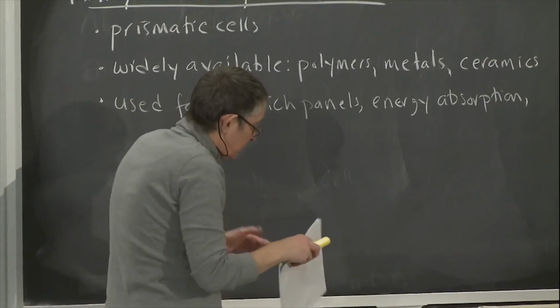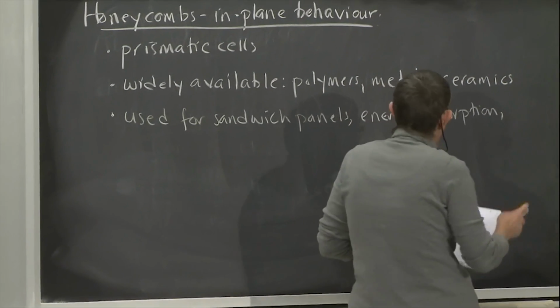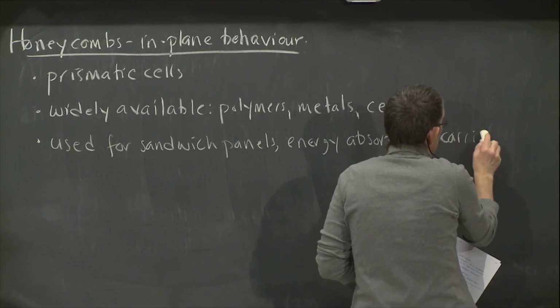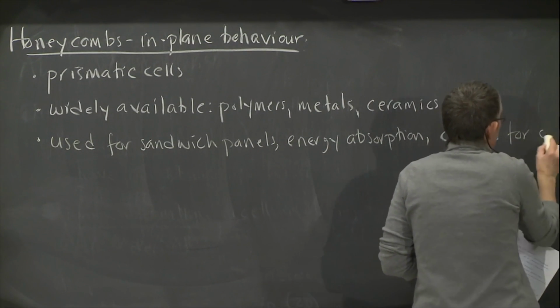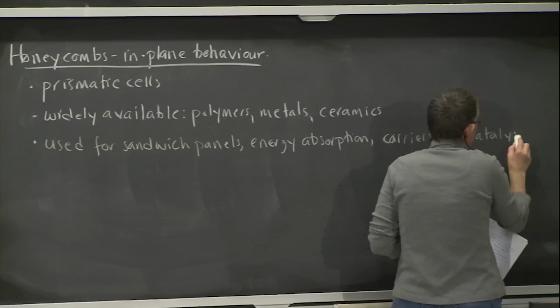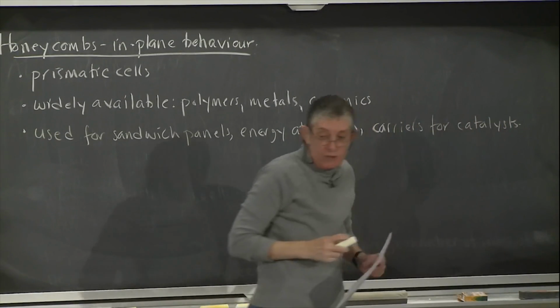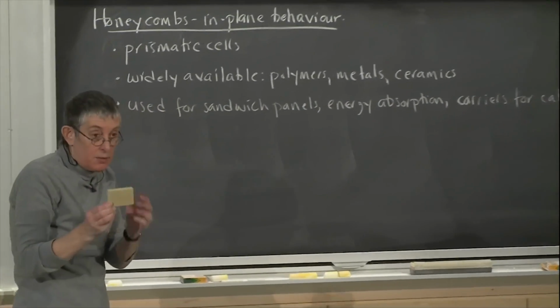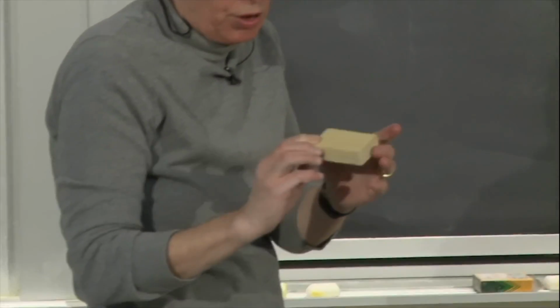And they're also used, I think, sometimes in car bumpers. So they're used for energy absorption, and they're used as carriers for catalysts. The catalytic converter in your car looks like this. This is the material that's used in the catalytic converter in your car.